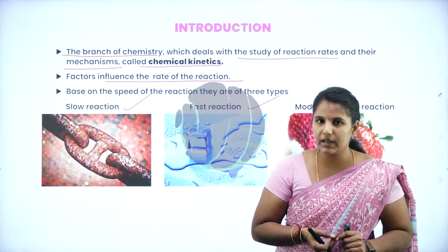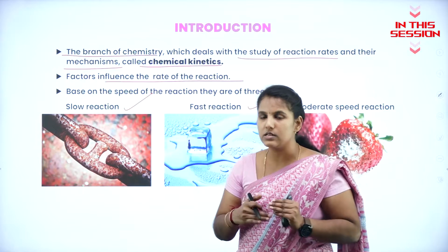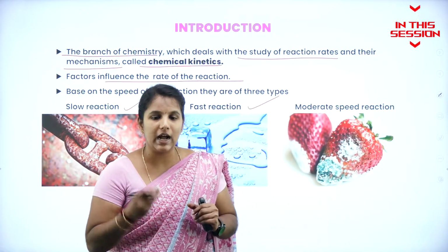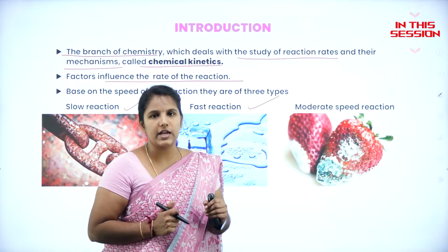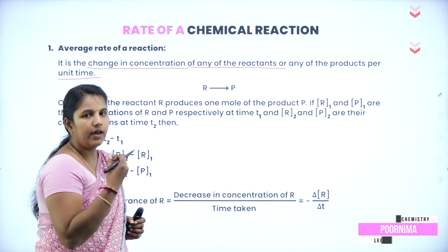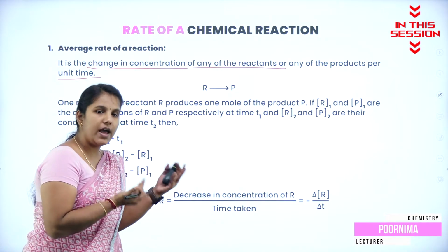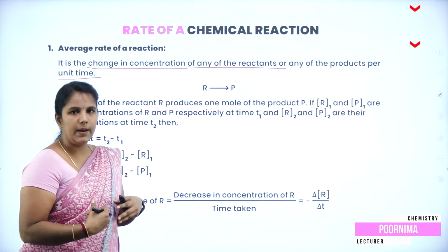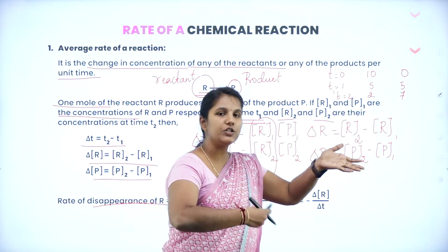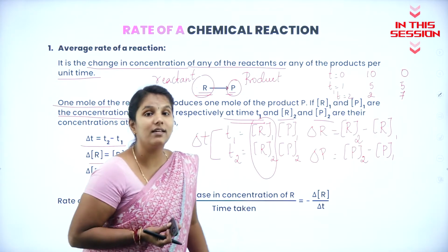So what is chemical kinetics? Remember, chemical kinetics is a branch of science where you study the reaction rate, at what speed the entire reaction is happening. It is the change in concentration of reactant or product at any time. It may be either a reactant or a product, with a unit type. So the concentration of the reactant starts decreasing as time increases.